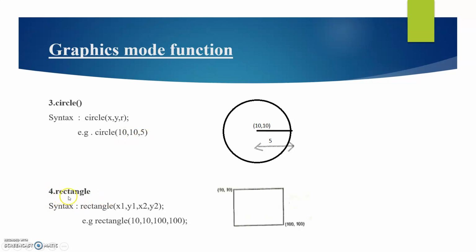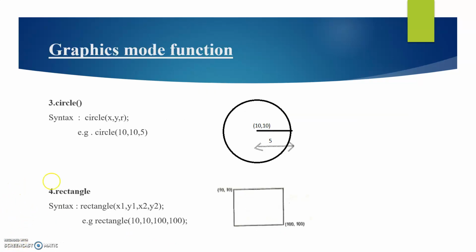The next is the rectangle function. Its syntax is rectangle(x1, y1, x2, y2). Here these are the x1, y1 coordinates of the particular rectangle and these are the x2, y2 coordinates of the rectangle. So by writing the values of these pixels, we can draw the rectangle.